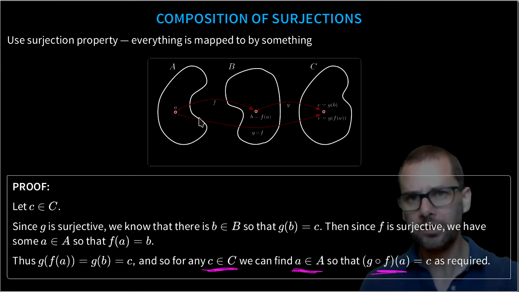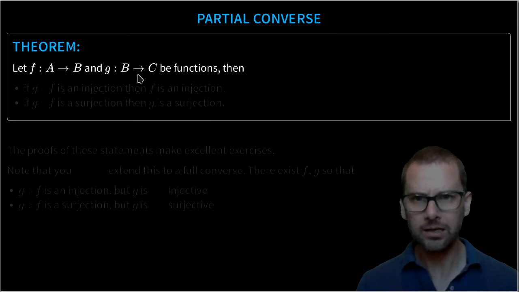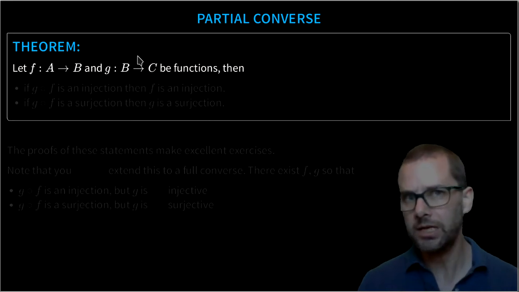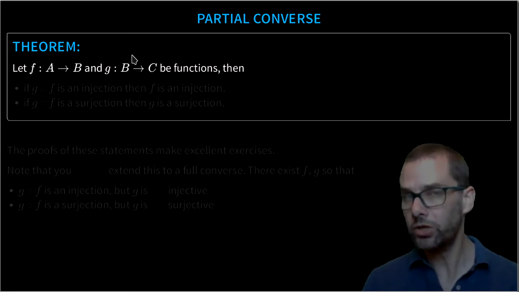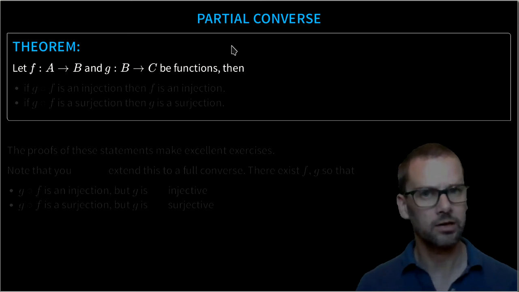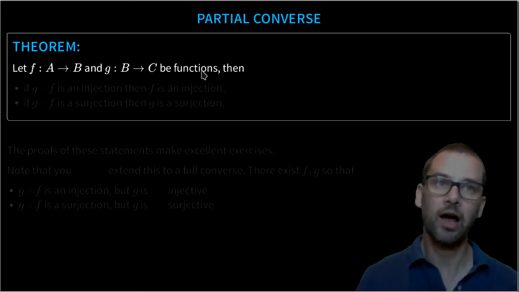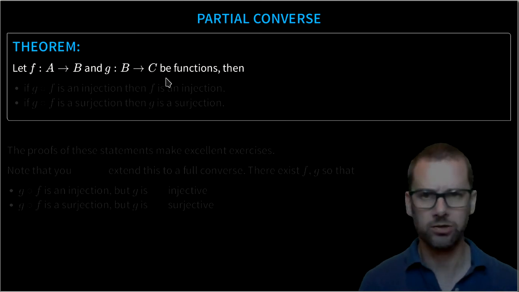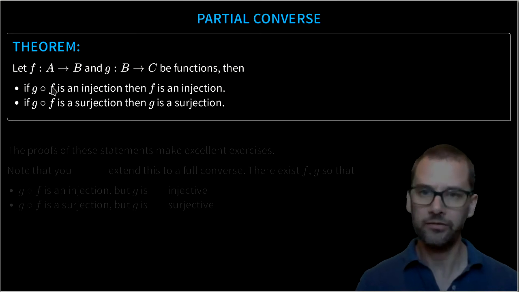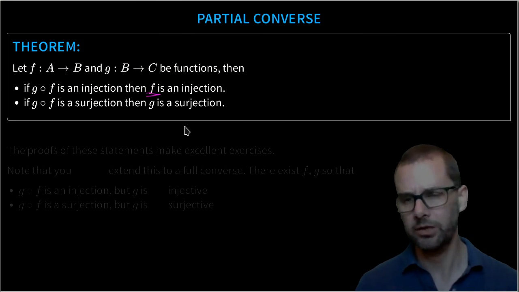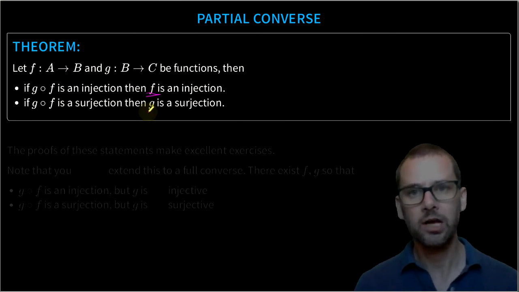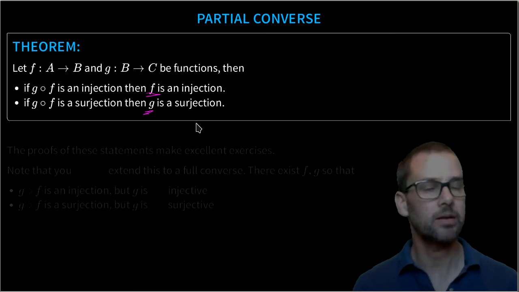And we can ask about the converse. So in particular, if we know their composition is an injection, what can we say about f and g? And if their composition is a surjection, what can we say about f and g? And we can't actually give a full converse here, but we can give a partial converse. In particular, if g of f is an injection, then f is an injection, but maybe not g. If g of f is a surjection, then g is a surjection, but maybe not f.